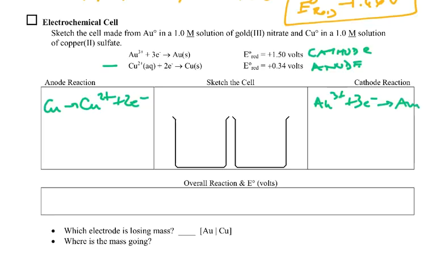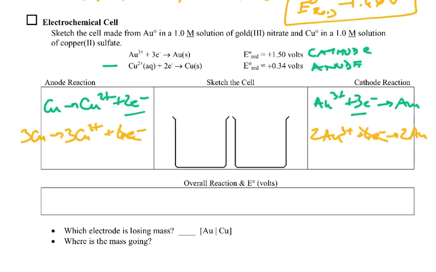Alrighty, what's my overall reaction? Okay, I've got 3 electrons in this case. I've got 2 electrons in this case. So when I put this together, I'm going to need to go back and multiply this by 3. So I'm going to have 3 Cu turn into 3 Cu2 plus plus 6 electrons. And on my other side, I have to multiply this by 2. So 2 Au3 plus plus 6 electrons turn into 2 gold atoms. And everything on the left, okay, my 6 electrons are going to cancel. So make a note, if I needed to do a calculation, n would equal 6.